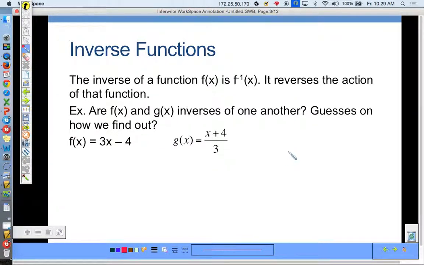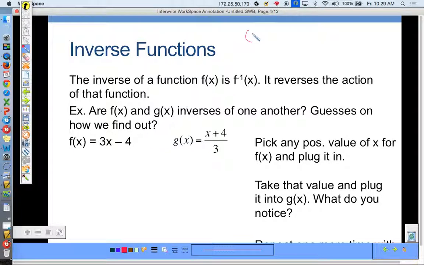So what we're going to do today is take a look at inverse functions. The inverse of a function, so here's our function, and then this is the notation for an inverse. It reverses the action of that function. So, for example, if we have the coordinate 3, 4, and this is the inverse of it, it reverses the action, so it's going to be 4, 3. So those x and y values switch. So our x and y are the inverses.